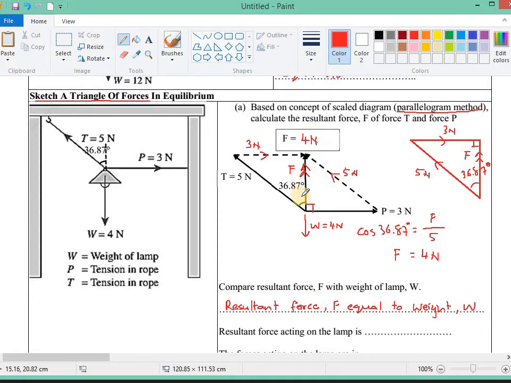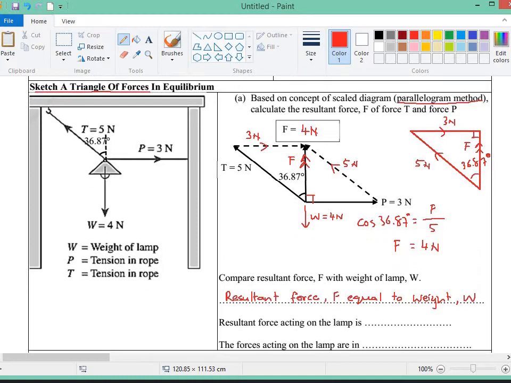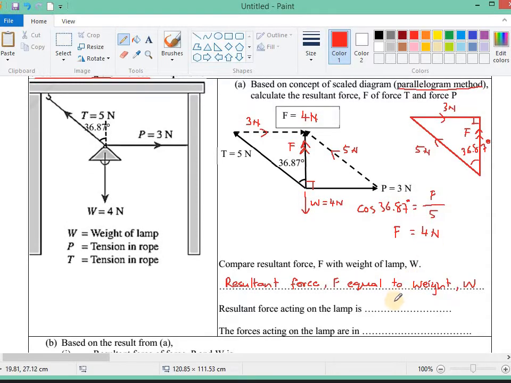You see that it is equal with the weight. Comparing resultant force F with the weight of the lamp, resultant force F is equal to the weight. I want to stress that this resultant force is the resultant force of these two forces, T and P. Now the resultant force acting on the lamp is the resultant force from all three forces acting on the lamp.